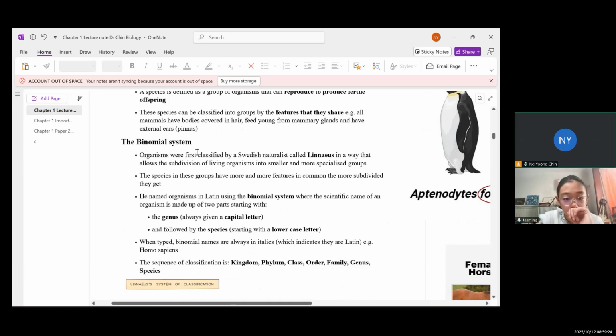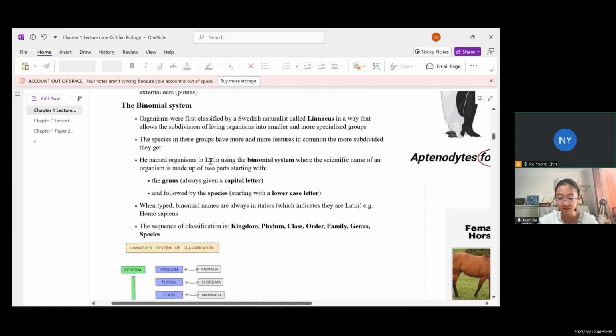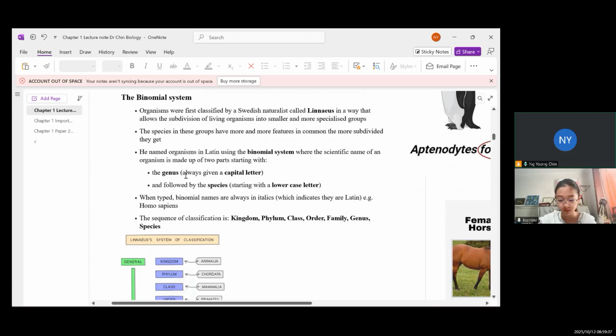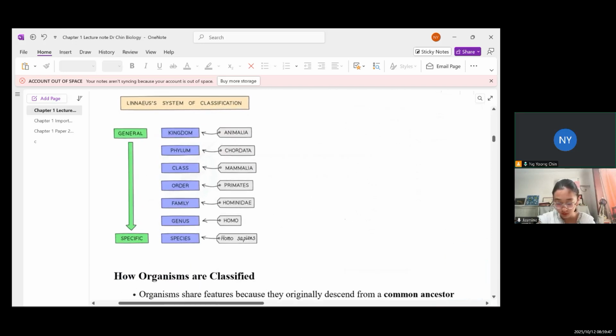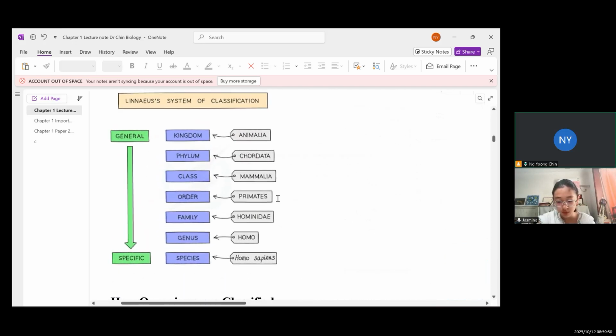The binomial system is that when scientists look at a living organism, they will give it a scientific name. The scientific name is comprised of two words. The first will be the genus, then the second word will be the species, right? Genus and the species. For example, this is the scientific name for humans: Homo sapiens. Even though you and me have different names, we are still under the same species, which is Homo sapiens.